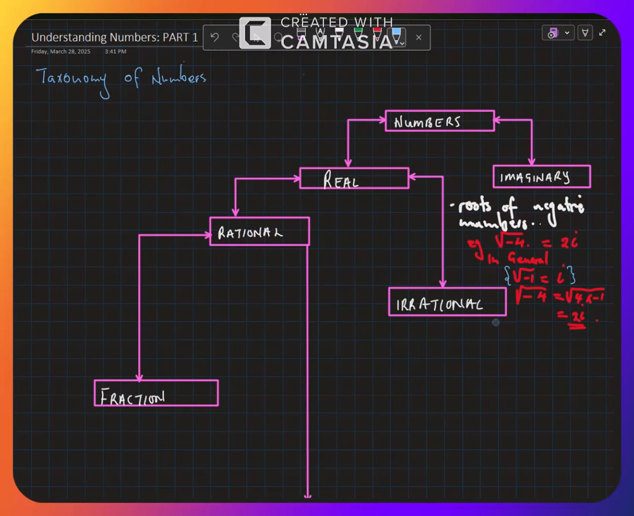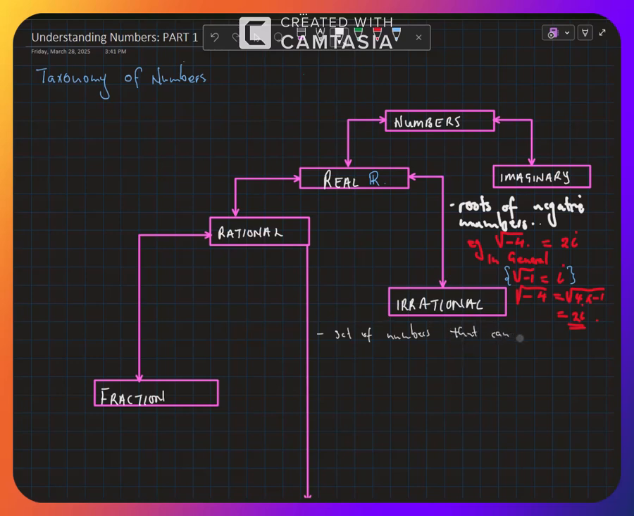And now the other division that we can deal with is of the real numbers. Real numbers are numbers that include both irrational numbers and rational numbers. When we talk about irrational numbers, it's a set of numbers.